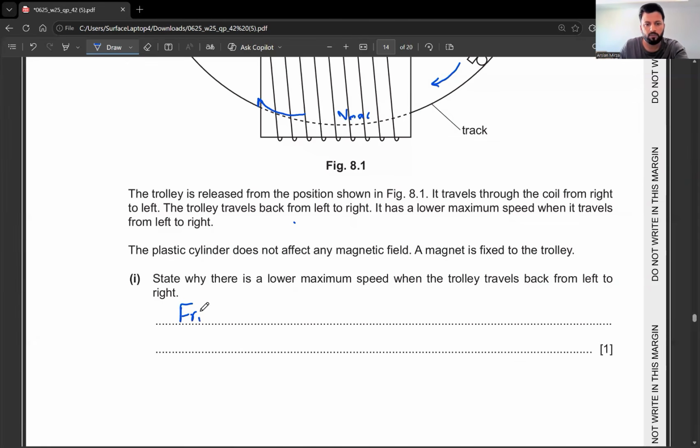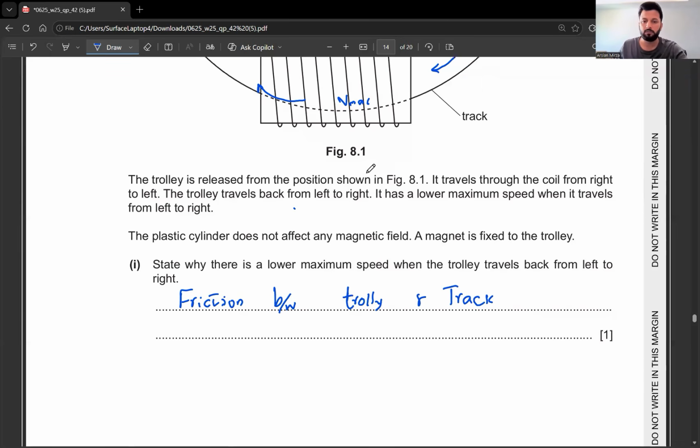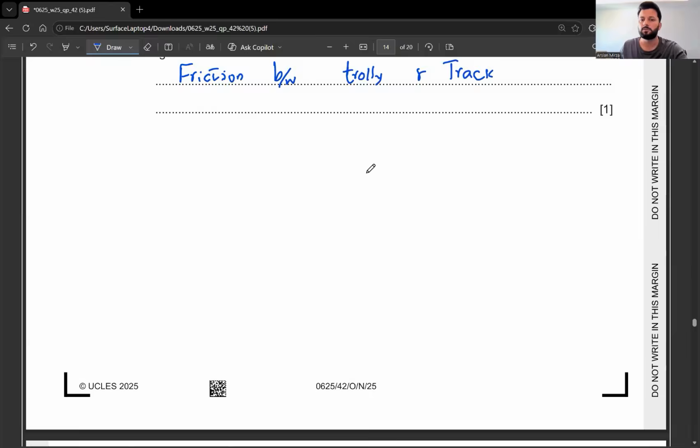Friction between trolley and track. The second thing you can write is that when the trolley moves back, due to the induced current, it opposes the direction. That's why the speed is decreased as well.